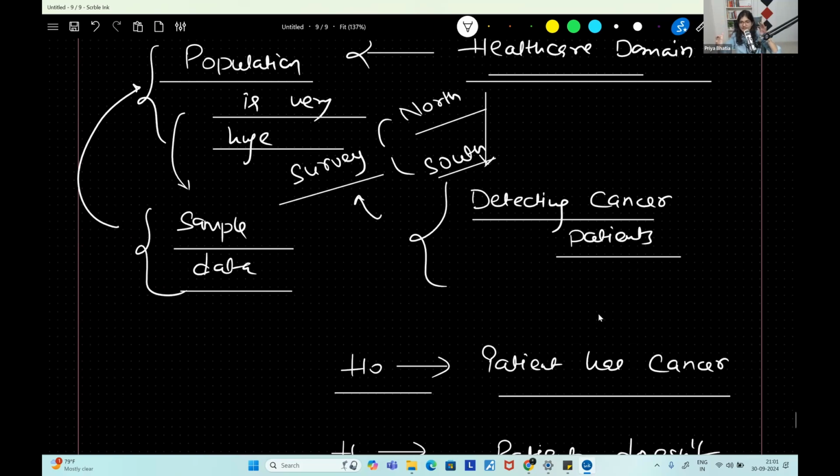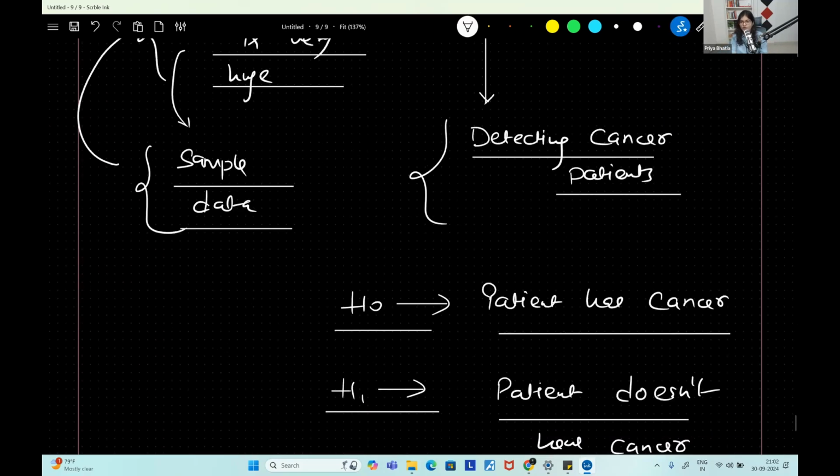But for now, let's make it a very simple problem: we are working with the simple problem of detecting cancer patients. In this case, what you are saying is quite correct. Let's say for now I am just working with one region. I'm just taking data of Delhi people who are staying in Delhi, and let's say I'm working with the AIIMS patients data. The hospital is also specified.